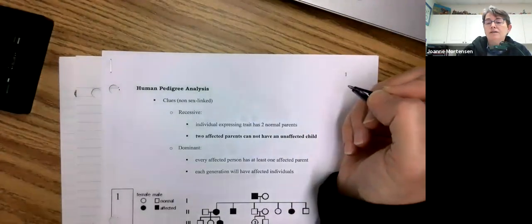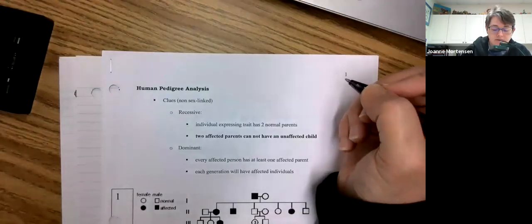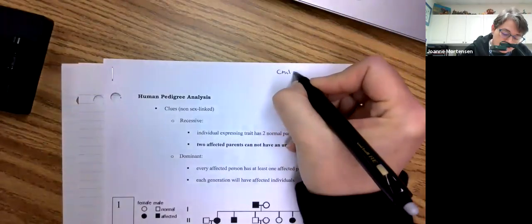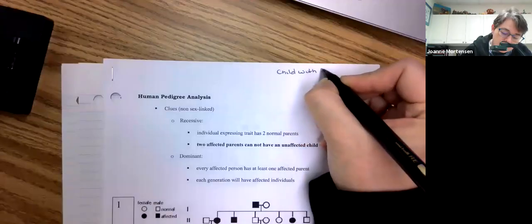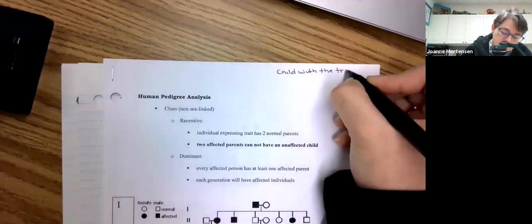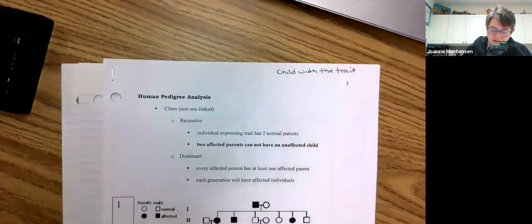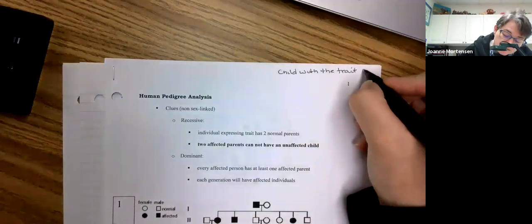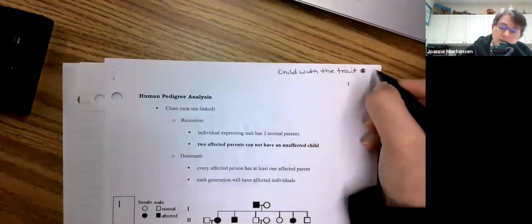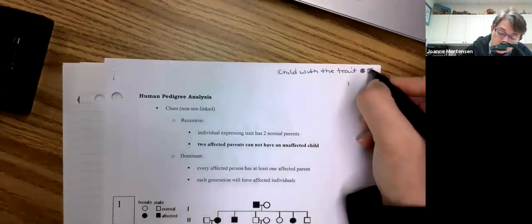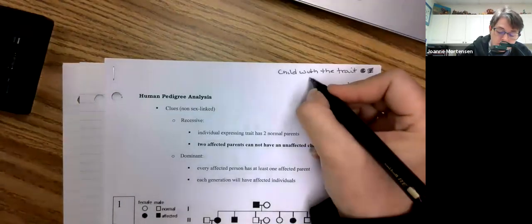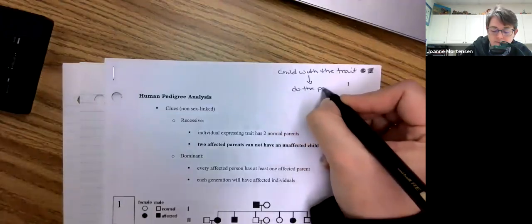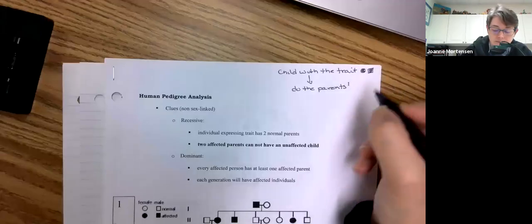So I'm going to show you the decision tree that I use to do this. You start by looking at a child with the trait, whatever it is. And in pedigrees, the traits or the affected ones are the ones that are colored in. That's a girl. And that's a boy. And what you do is you look and you go, do the parents, at least one of them, have the trait?